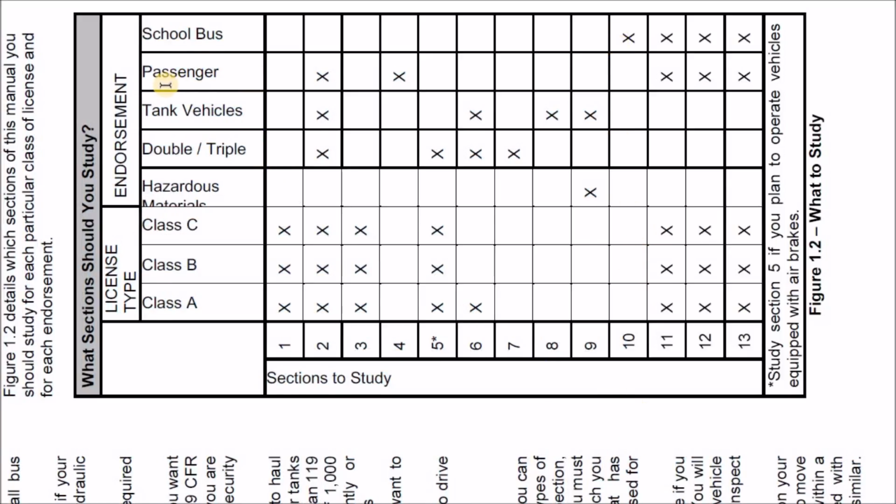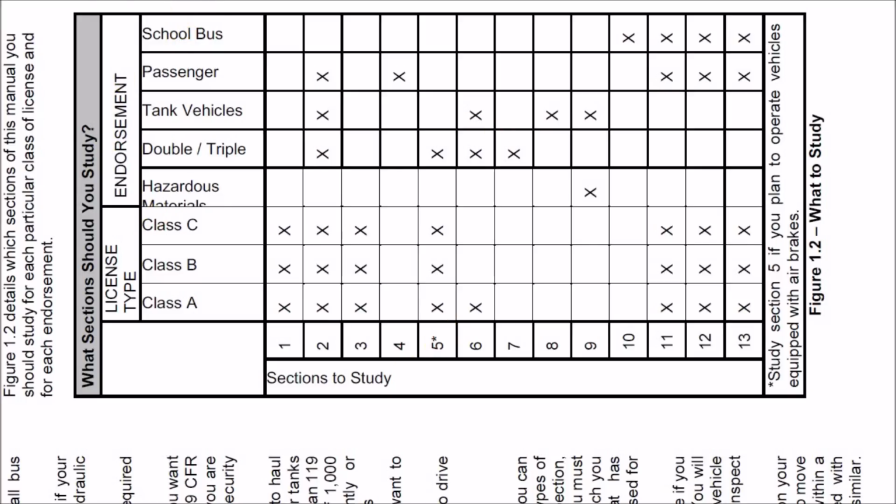For the passenger endorsement, you would need to study Section 4, and of course 11, 12, and 13. Now, tank vehicles, for that endorsement you would study Section 2, 6, 8, and 9. Double and triple, you would study Section 2, 5, 6, 7. And hazardous material, you would study Section 9. So this is a very useful chart to help you determine what sections to study.